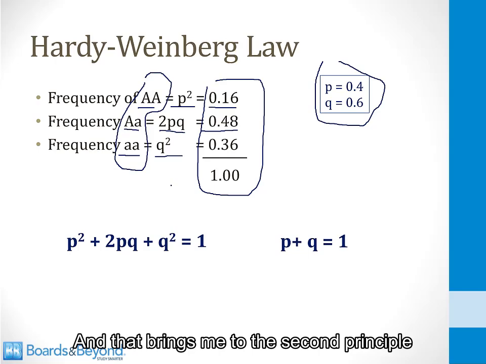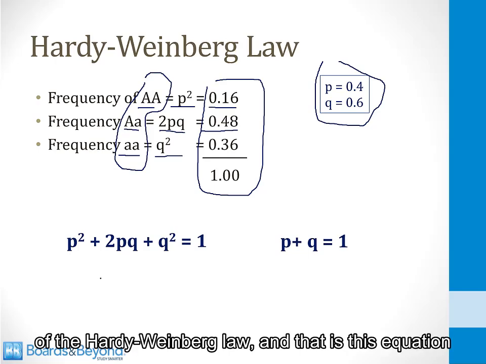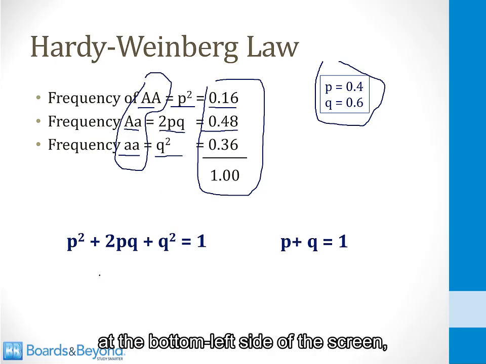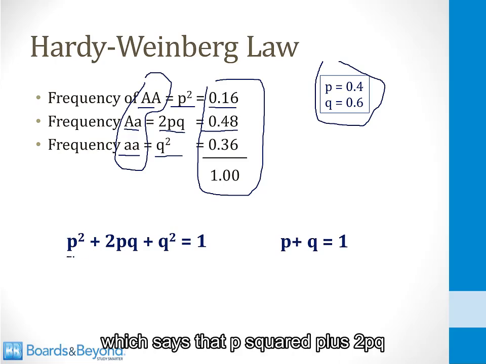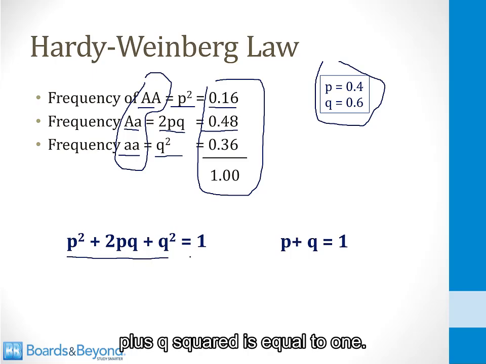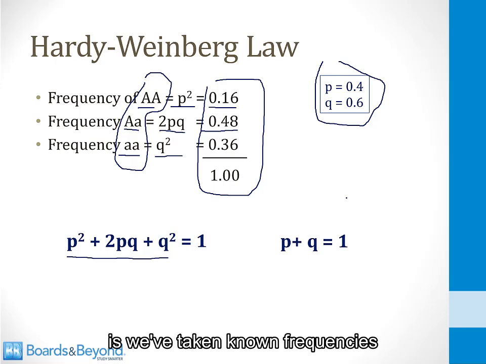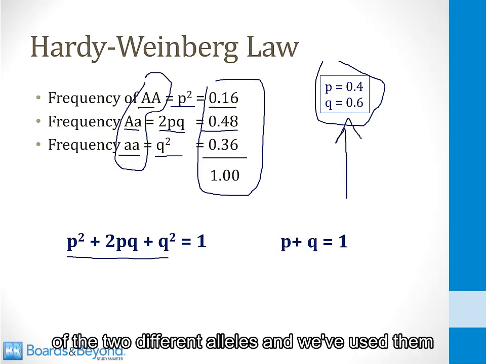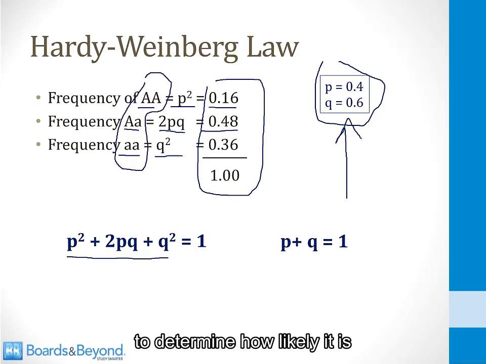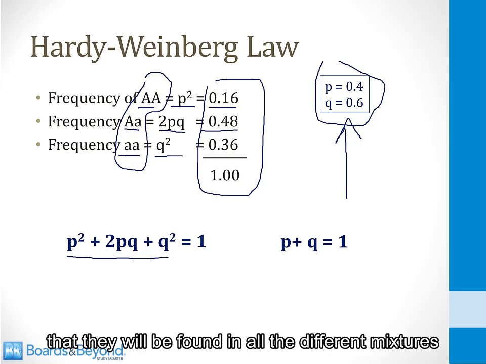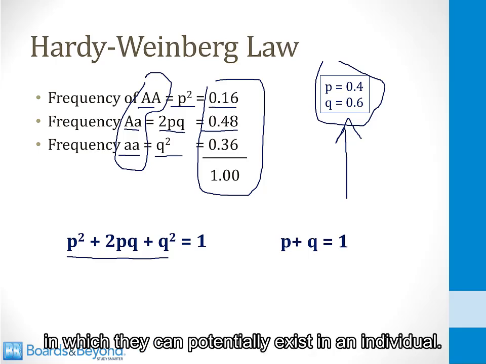And that brings me to the second principle of the Hardy-Weinberg law, and that is this equation at the bottom left side of the screen, which says that p squared plus 2pq plus q squared is equal to 1. So what we've done here with this law is we've taken known frequencies of the two different alleles and we've used them to determine how likely it is that they will be found in all the different mixtures in which they can potentially exist in an individual.